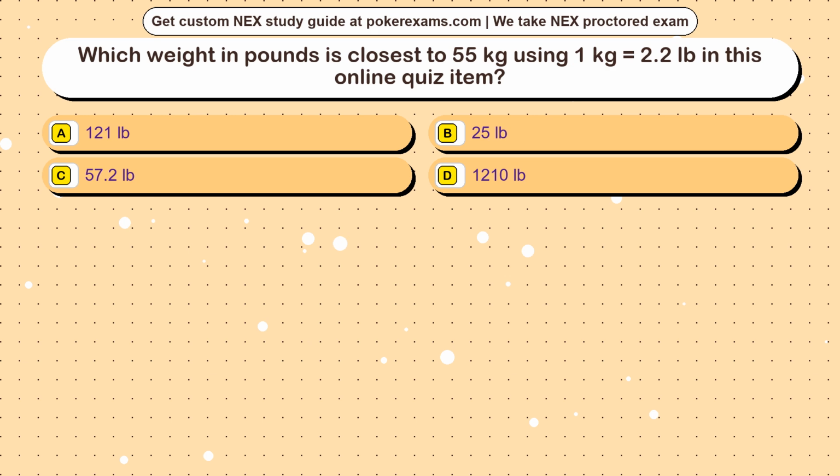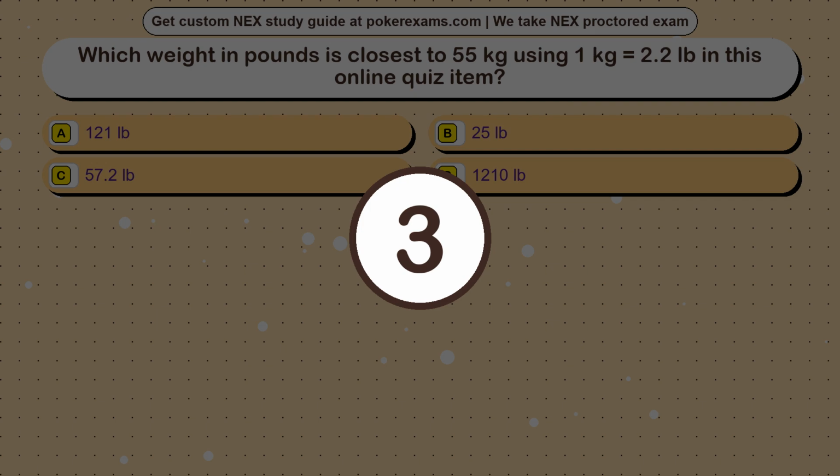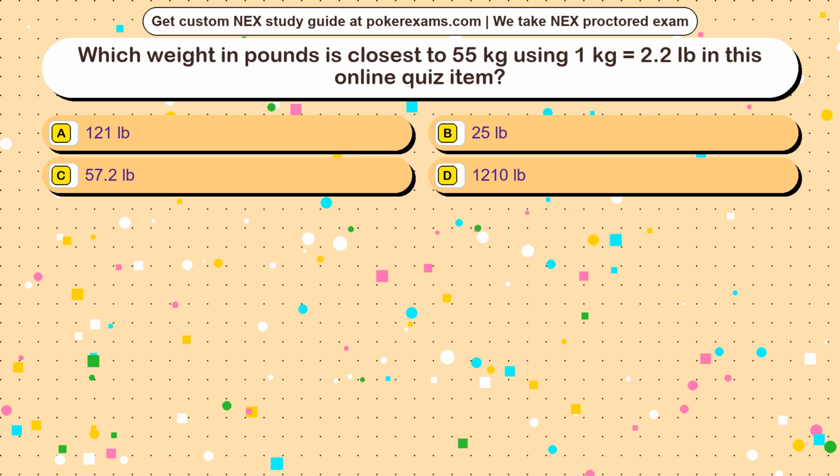Question 1. Which weight in pounds is closest to 55 kilograms using 1 kilogram equals 2.2 pounds in this online quiz item? Option A, 121 pounds. Option B, 25 pounds. Option C, 57.2 pounds. Option D, 1,210 pounds. The correct answer is option.